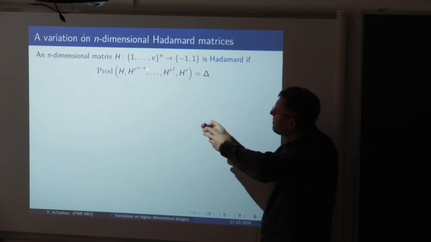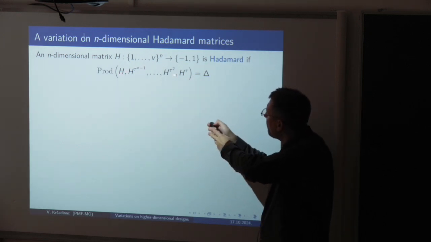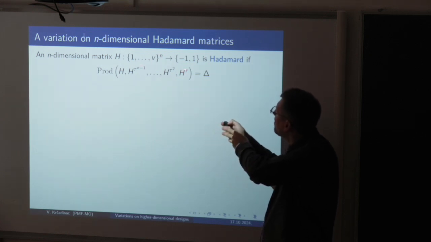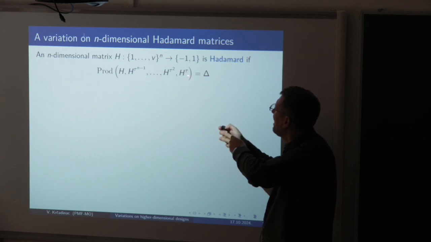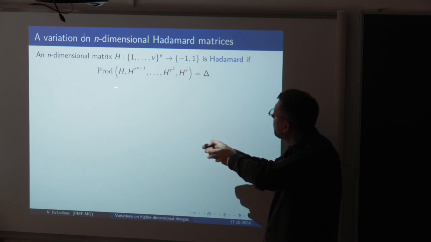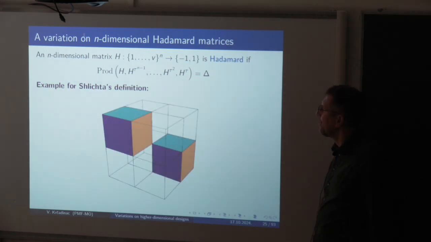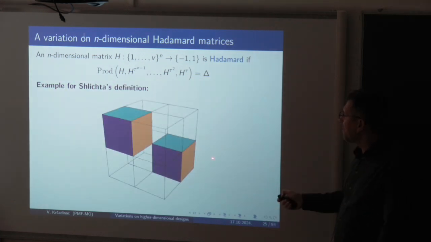Here you have n factors because it's an n-dimensional matrix, and H and its transposes because there are n of them, right? And this product has to be this Kronecker delta. This is the definition.